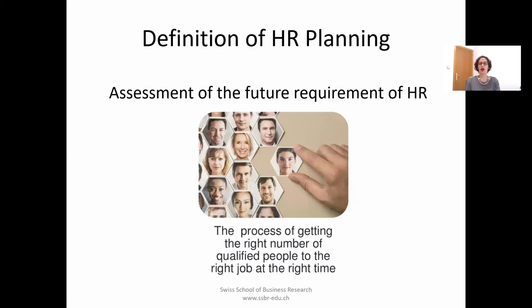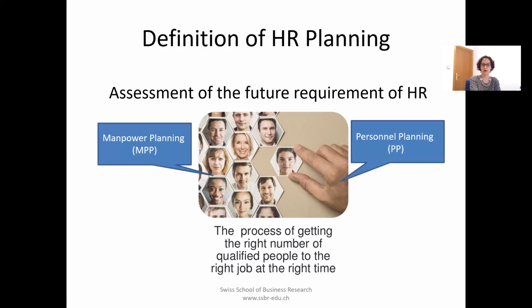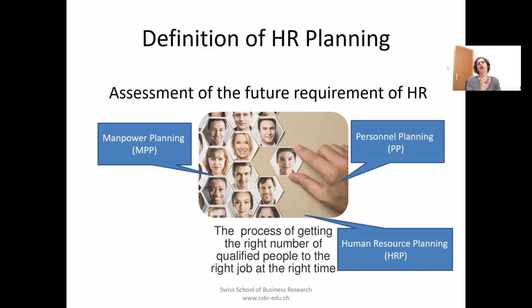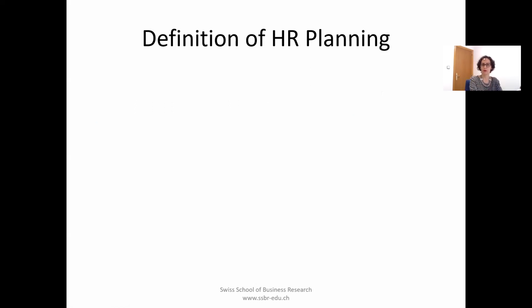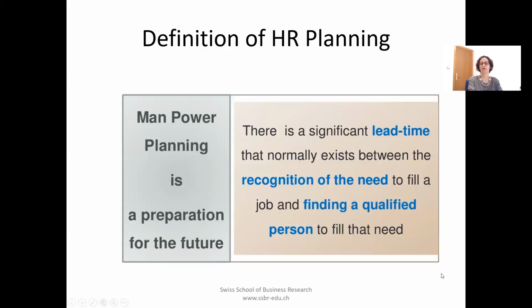Well, basically, forecasting is the process of getting the right number of qualified people to the right job at the right time. And it can be defined as manpower planning, MPP, personnel planning, PP, or human resource planning, HRP. Manpower planning basically is preparing for the future.